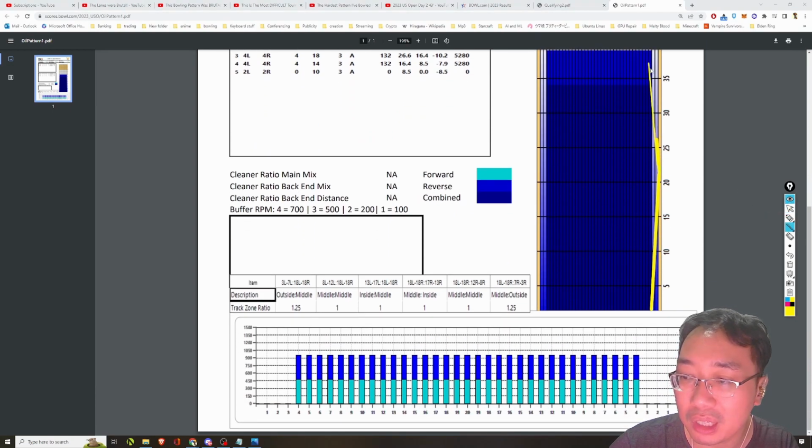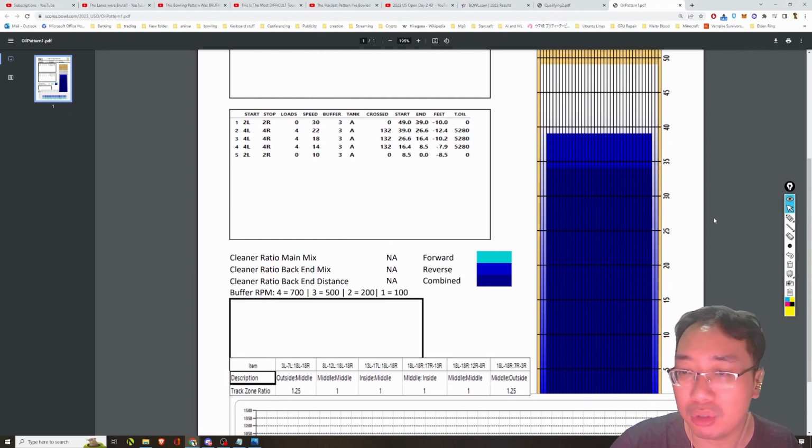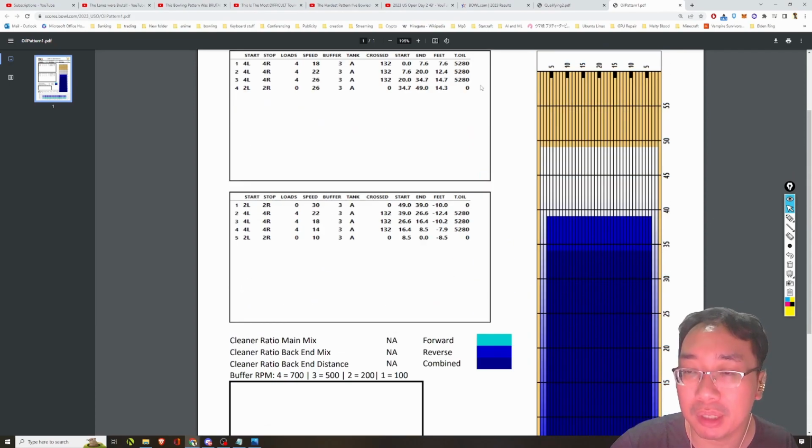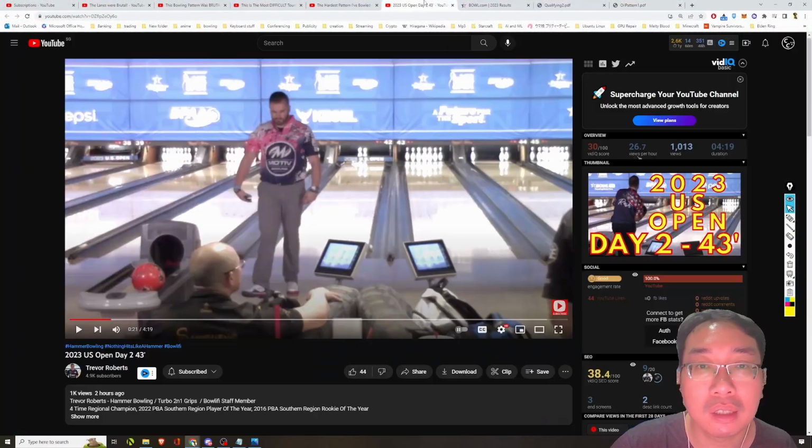So it kind of hooks and skids. It's really tricky. It plays tricks on your eyes, especially for most of us casual bowlers who are not used to bowling this kind of oil pattern. We don't have the experience of bowling on this kind of pattern. We just don't understand the shape that the ball produces, but that's how it works. So that's my interpretation of what Chris is saying.